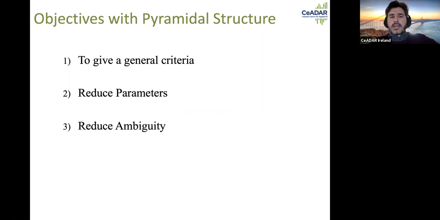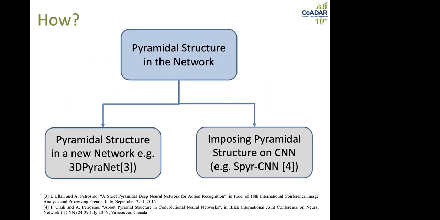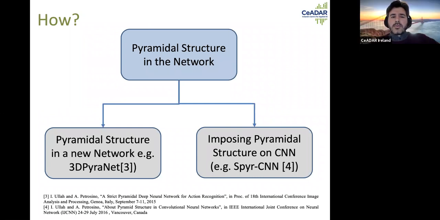So a general criteria is the objective for new researchers to design networks, to reduce the parameters in these deep neural networks and to reduce ambiguity with this pyramidal structure. So how can we do that? It can be done in two ways: either proposing a new network structure that is strictly pyramidal, for example, a 3D pyramidal neural network, or imposing pyramidal structure on CNNs.